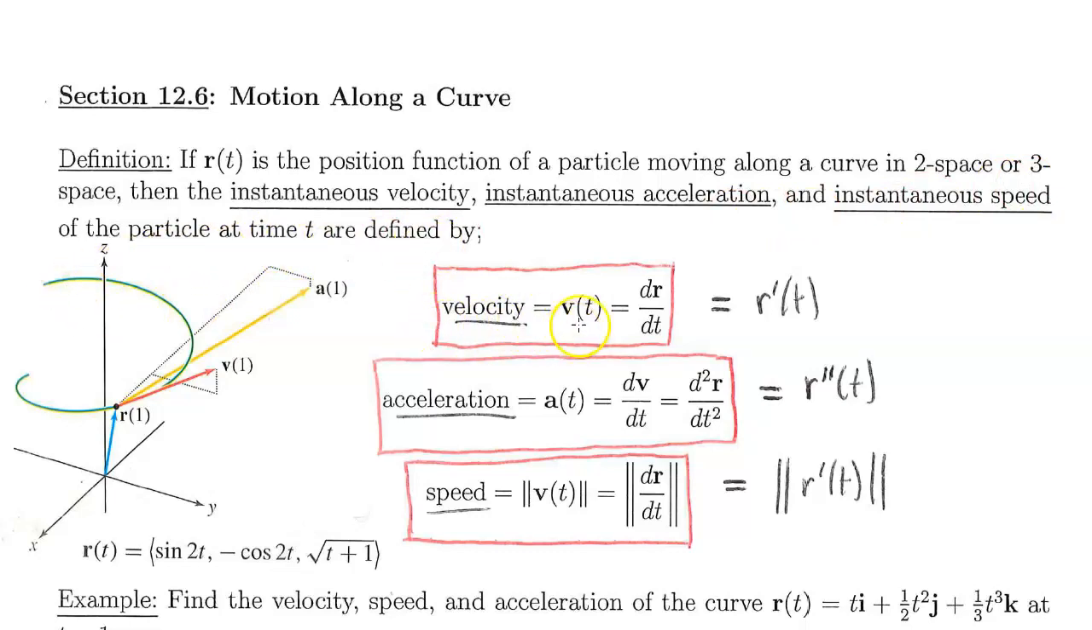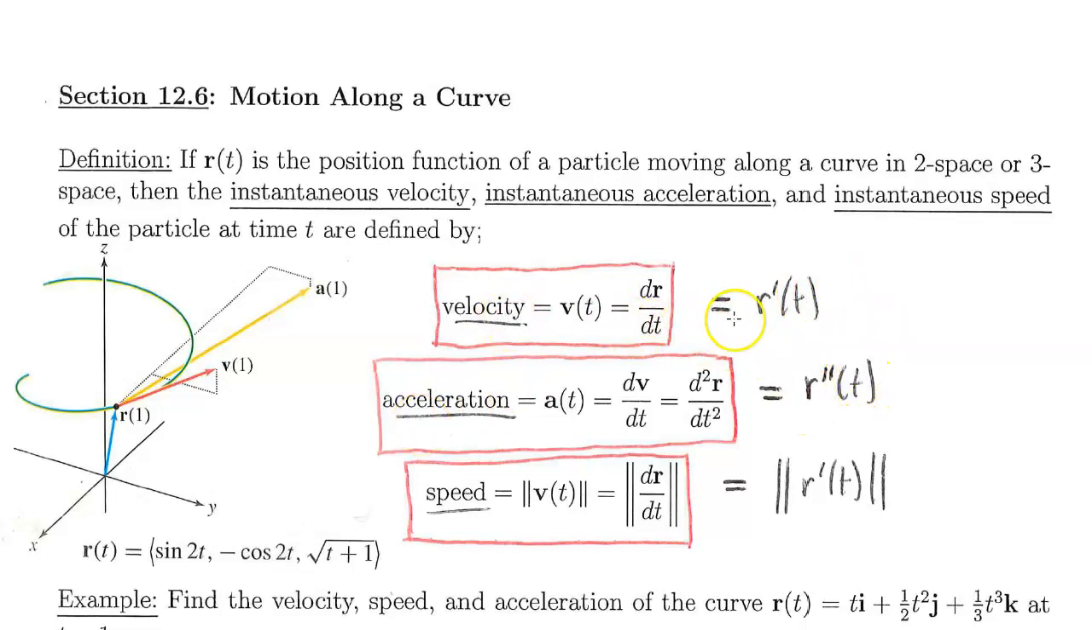So the velocity, v of t, is defined to be the derivative of the position function, the derivative of r of t, or another way of writing this is r prime of t. Okay, dr/dt or r prime of t. The acceleration is the change in velocity, right? The rate of change of the velocity function. So a of t, the acceleration, will be dv/dt, or in other words, d squared r/dt squared, which is really r double prime of t. Okay, so the velocity is r prime of t, the acceleration is r double prime of t.